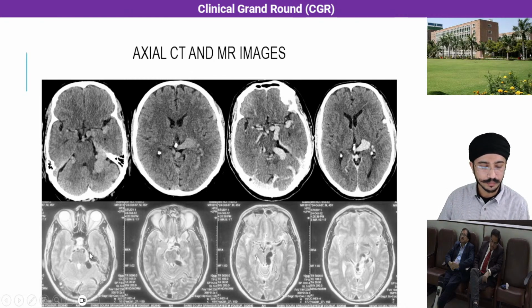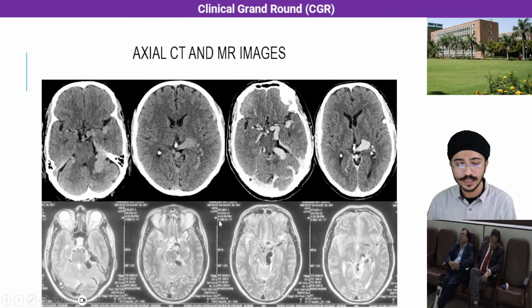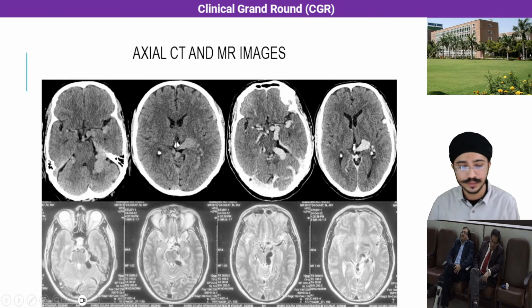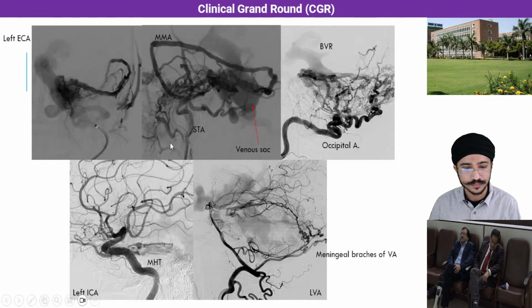We can see multiple dilated venous channels in the left CP angle, along the petrous apex, and in the left sylvian fissure. Note that there is no evident nidus formation. So this raises the possibility of the presence of a petrous dural AVF.